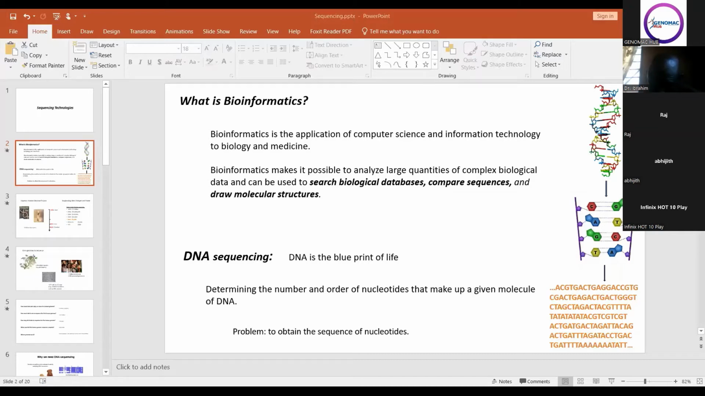Bioinformatics is the pure application of computers in the field of biology to analyze a large quantity of complex biological data, and can be used to search biological databases, compare sequences, draw molecular structures, and find the required information.